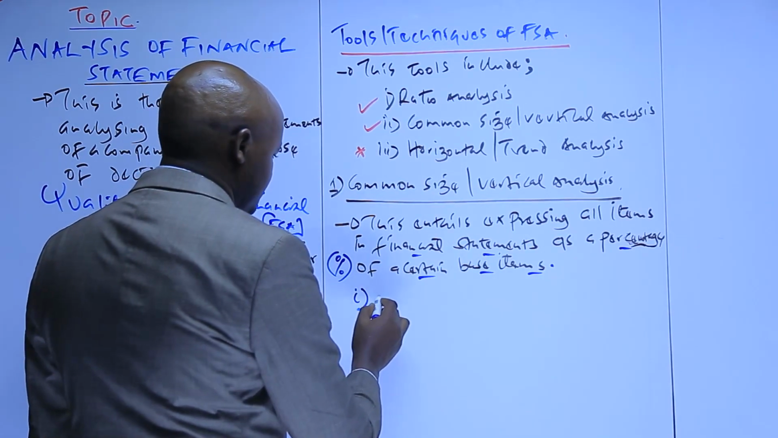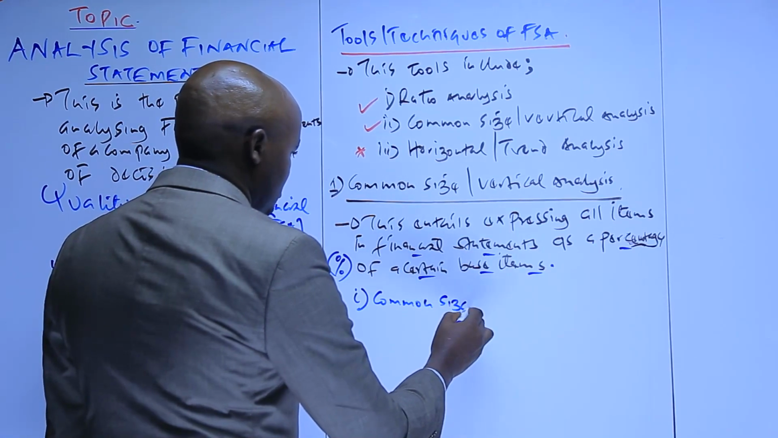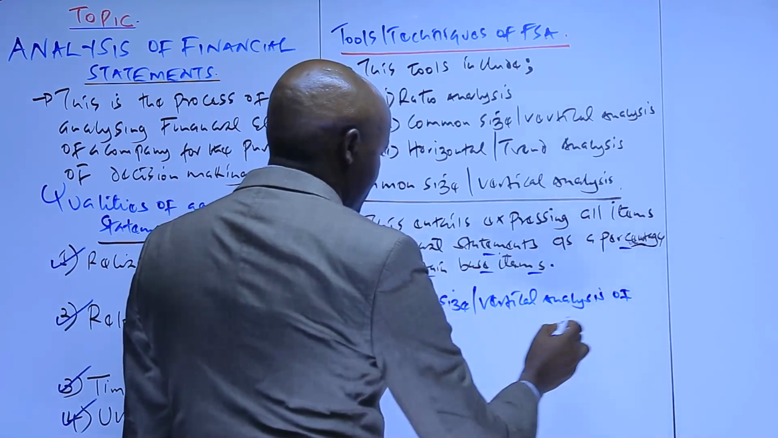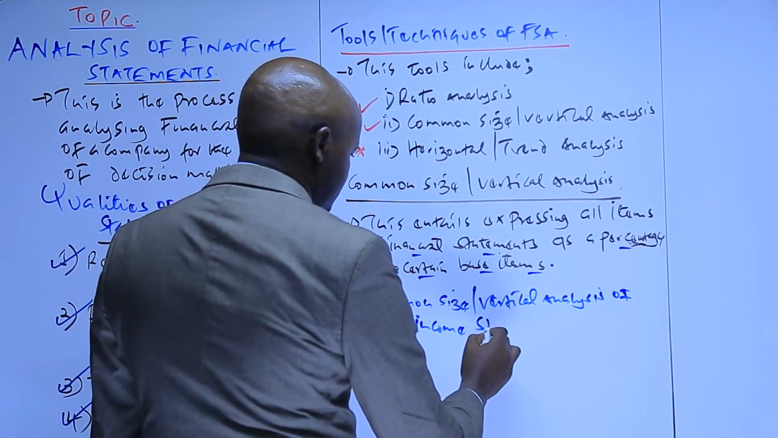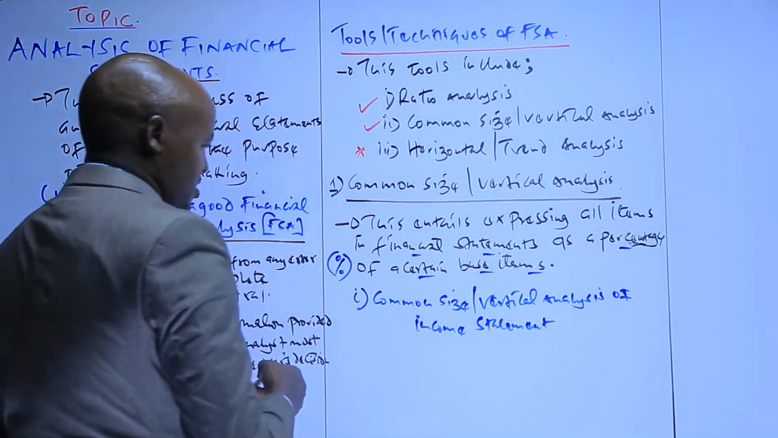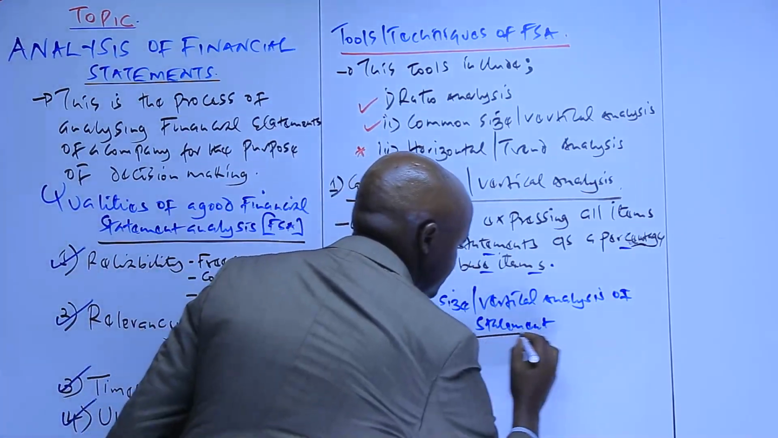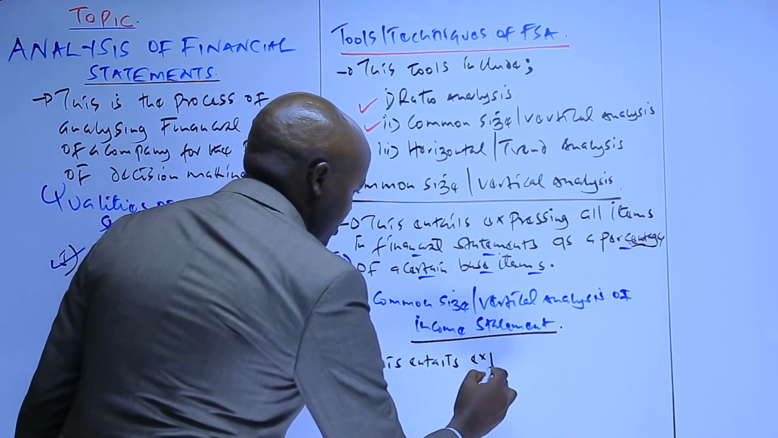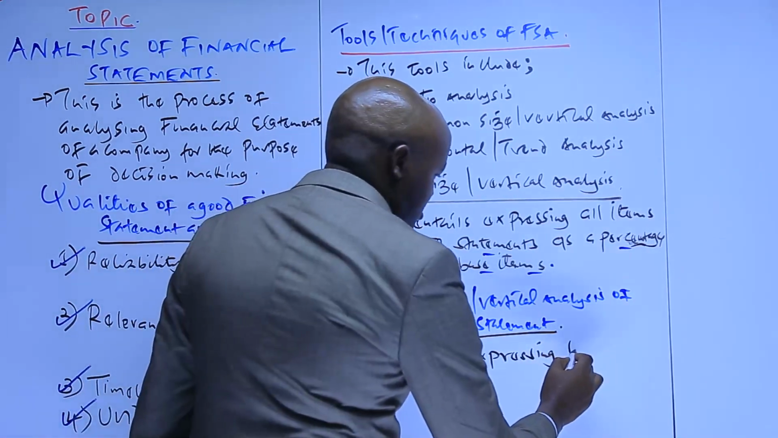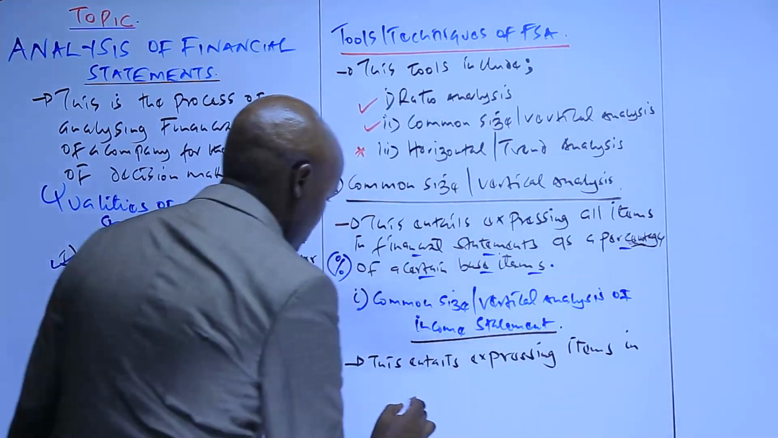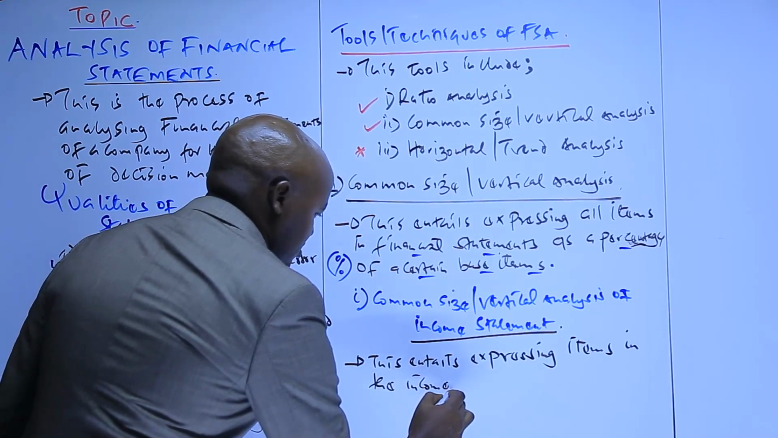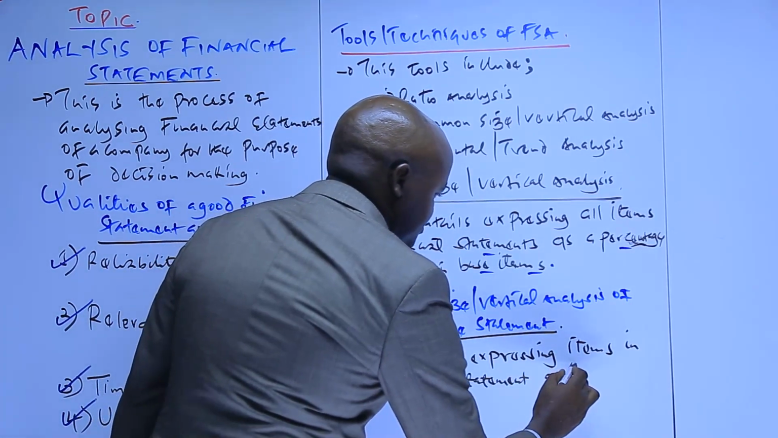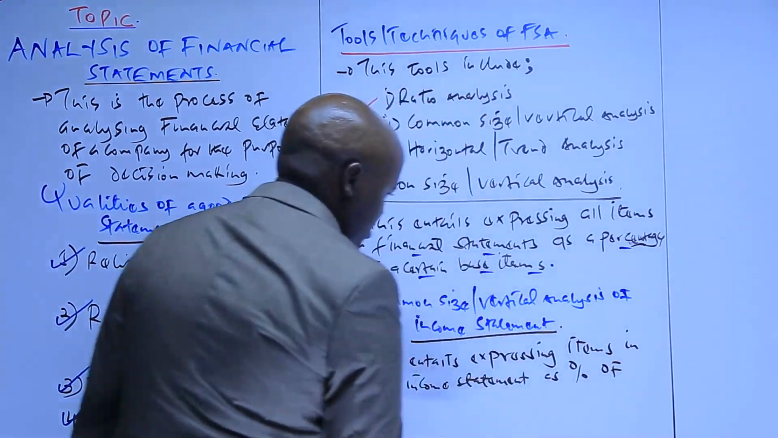So therefore, we have the common size, which is also known as the vertical analysis of income statement, and in this case we have said that this entails expressing items in the income statement as a percentage of revenue.